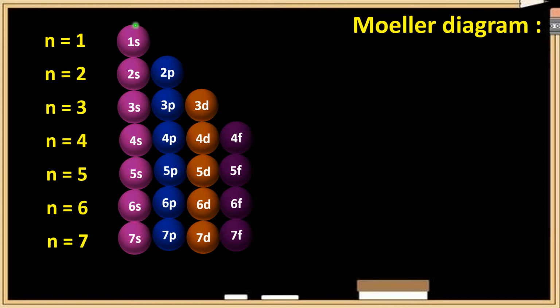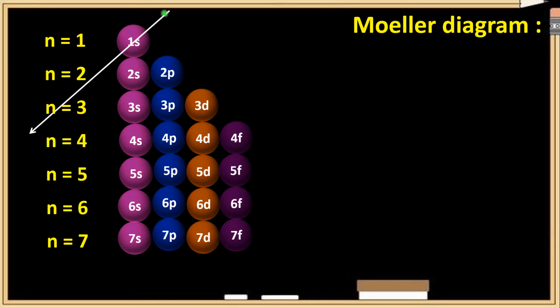Now, how are these orbitals filled by the electrons? So we have to draw a line like this. I am going to draw an arrow through 1s. Parallel to that arrow, I will draw one more arrow like this, and the orbitals which are passed by these arrows are filled in that order only. So first 1s orbital is filled.